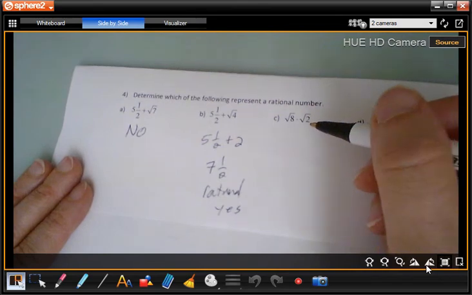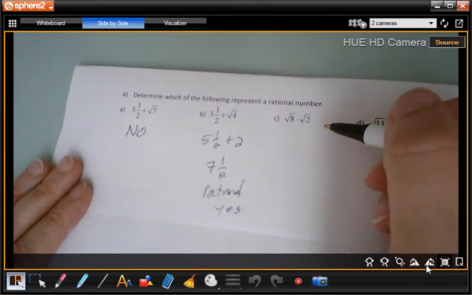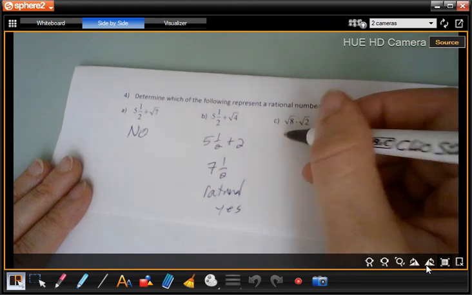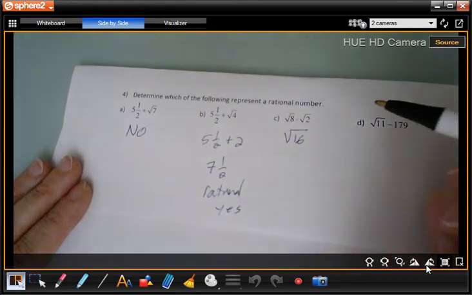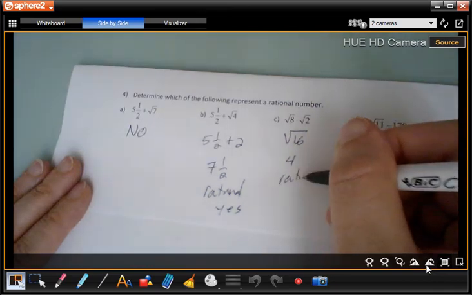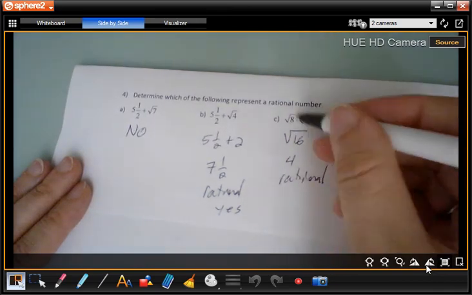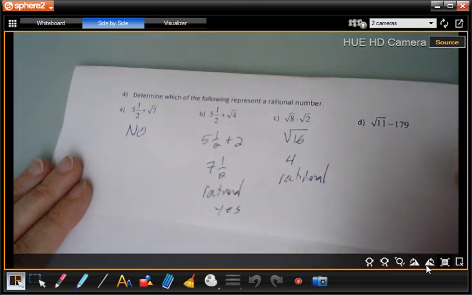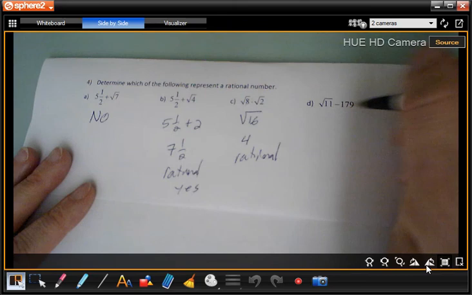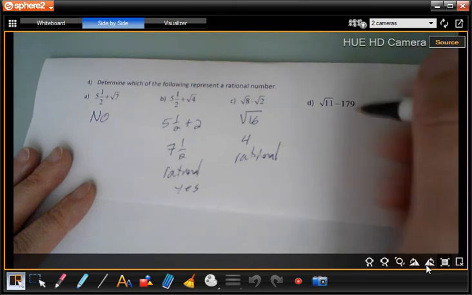Square root of 8 times the square root of 2. Okay, if you put this in your calculator, 8 times 2 is 16, or you can just do it in your head. And the square root of 16 is 4, so it is rational. Even though the square root of 8 and the square root of 2 are not rational numbers, when you multiply them, they are. And then the square root of 7 minus 179 is not rational, it's irrational.